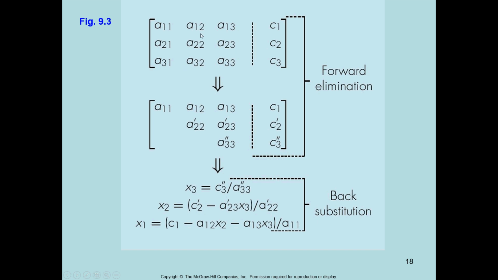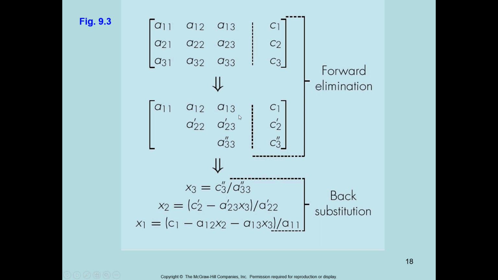And then if you do some operations on this row, for example, if you multiply this row with A21 and divide by A11, and then you subtract from this one, this will become 0, and these values will change. They will become some other values, known as A22 dash, A23 dash, and this value will also change, C2 dash. And then when you use this row to eliminate this one, again the same thing will happen, and these values will be changed, and this will give you the solution.